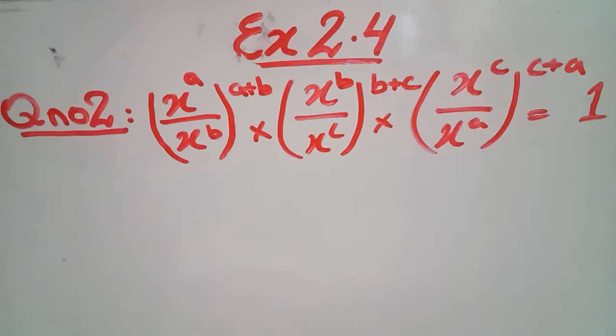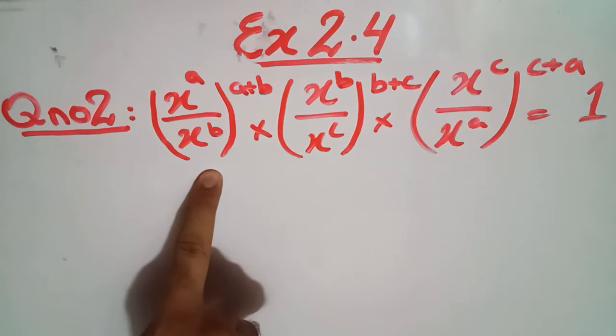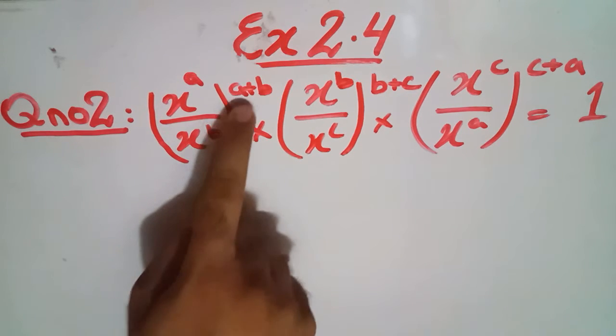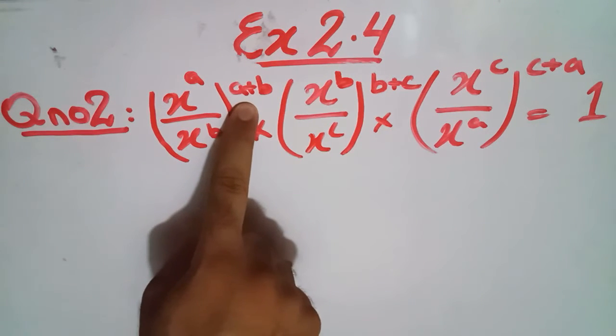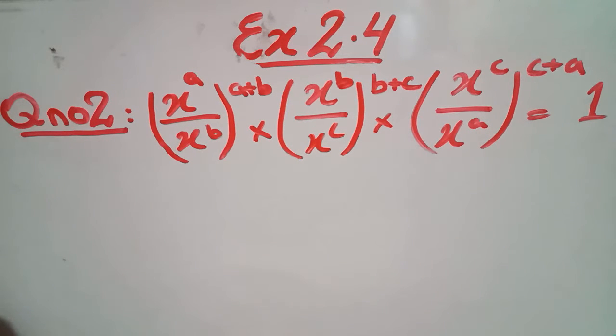In this Exercise 2.4, we will use laws of exponent as I have discussed in my last lecture. Okay, we will use laws of exponent to solve the question. First of all, here you will see there are some powers raised to powers: x raised to power a over x raised to power b and whole raised to power a plus b. Similarly for this one and similarly for this one, the powers are changed, but here we have to solve the question. How do we solve the question?